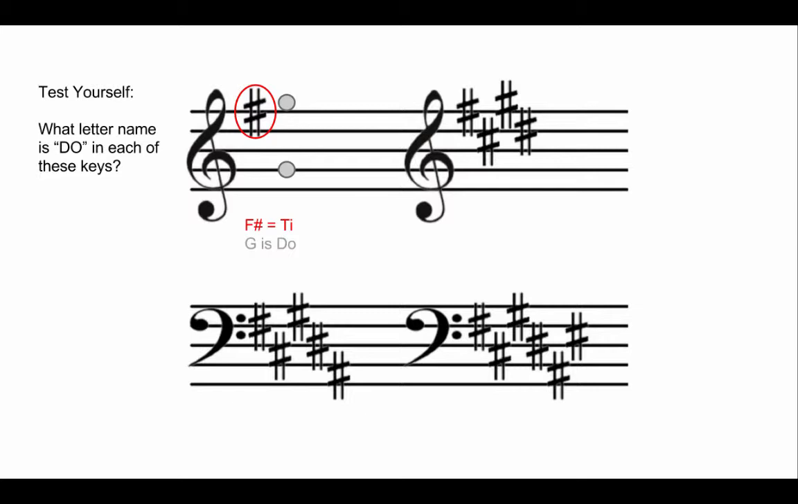In the upper right-hand corner, that treble clef sample, there are four sharps. The last sharp is D sharp. D sharp is ti, E is do.